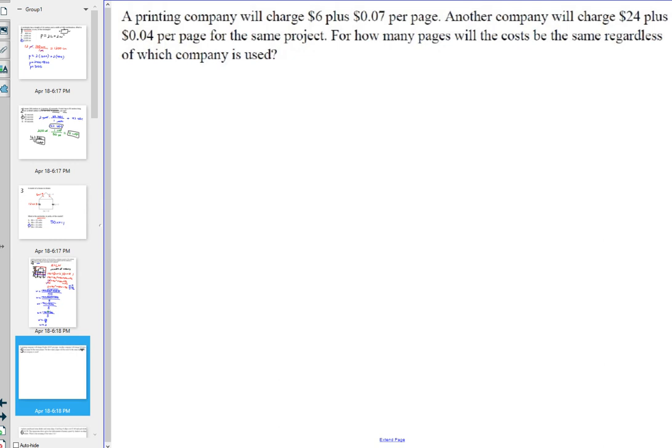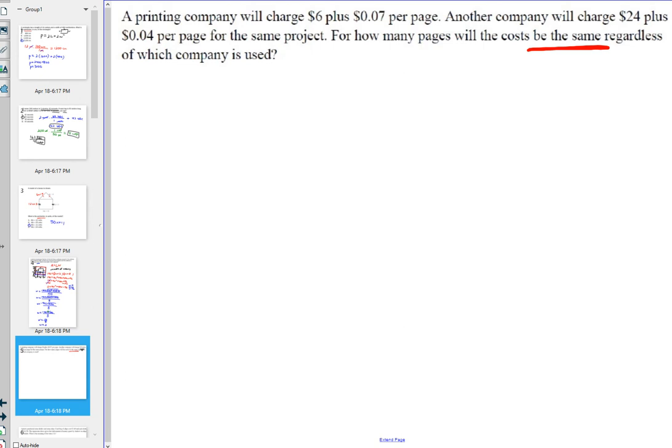A printing company will charge $6 plus 7 cents per page. Another company will charge $24 plus 4 cents per page for the same project. For how many pages will the cost be the same? So this is something called the break-even point. They're giving you two equations and you're figuring out where they're the same. What's another word for the same in math? Equal, yeah. So we just have to come up with an equation for each one.